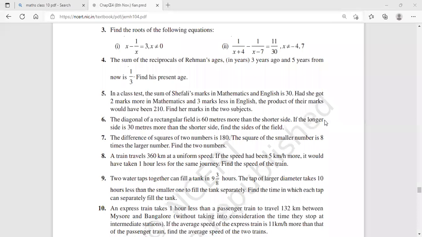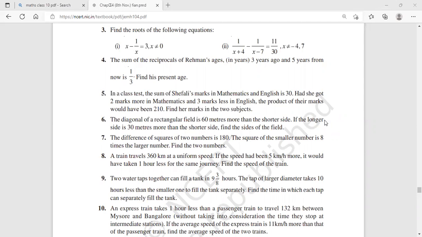Hello students, so let's continue with the remaining word problems of the quadratic equations. I hope you have found the roots of the quadratic equations that we had left in the previous videos. So let's continue with the fourth question.